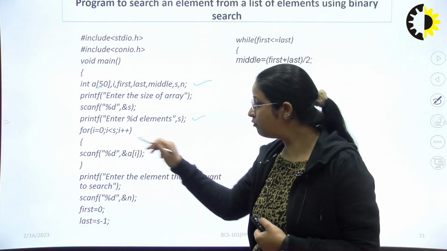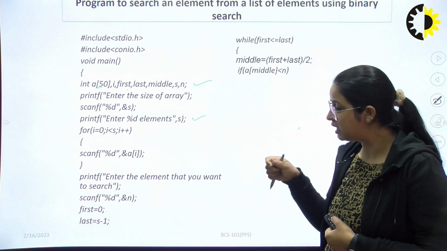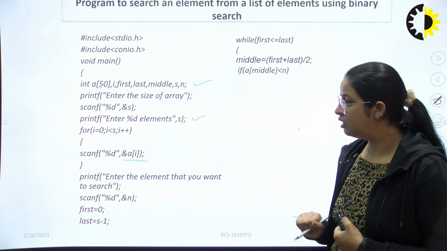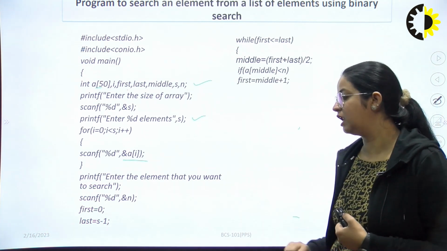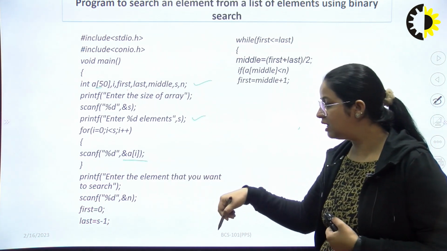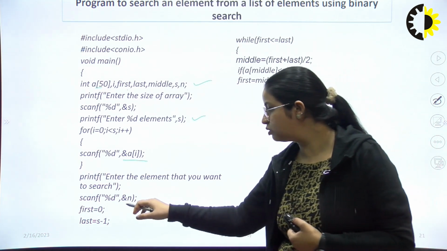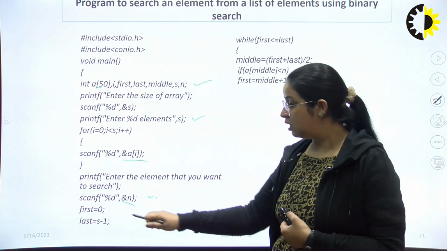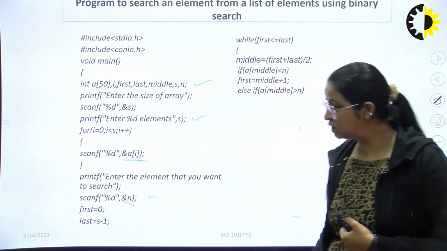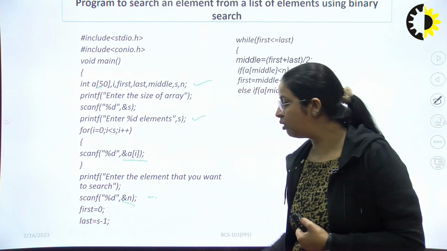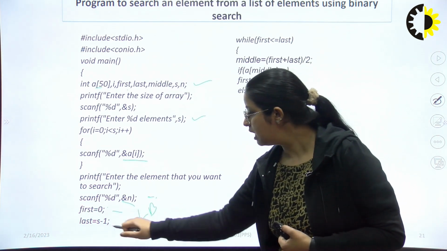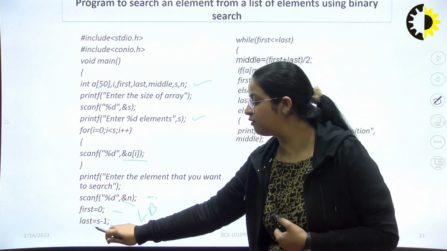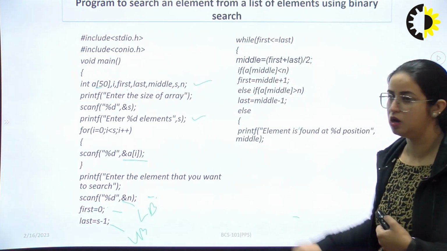Then with the help of this for loop, we are entering the elements in the array. Now what we have to do, we have to search the element. So again we are entering the element that we want to search. Then at first we are taking 0, that is our lower bound, and this is our upper bound. Suppose size is 5, then 5 minus 1 is 4, and 4 is our upper bound.